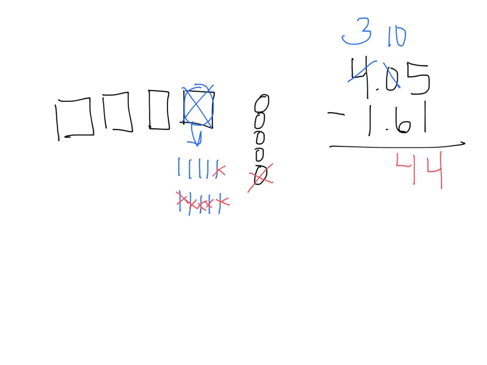I have 4. I have my decimal because I'm done working with the decimal numbers, and now I'm working with wholes. So I have 3 wholes minus 1, so I need to cross out 1 whole. And what do I have left? Well, I have 2 wholes right there. So my answer is 2 and 44 hundredths.